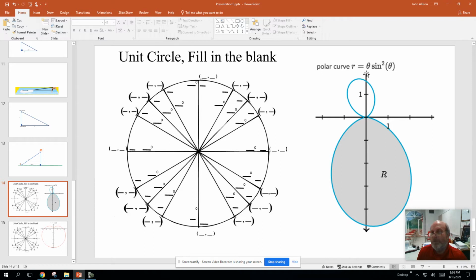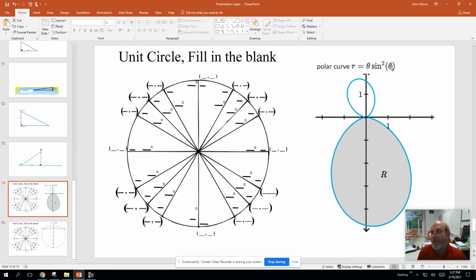And so if we plugged in pi over 2 here, then theta would equal pi over 2, and sine squared theta would be 1, since sine of pi over 2 is 1 and we square that, we get 1. So this value would be pi over 2. So when we plug in pi over 2 for theta, the angle is pi over 2, and the r, the distance, is pi over 2. So we would go pi over 2 units from the origin. And so that tells me that's where this point's formed.